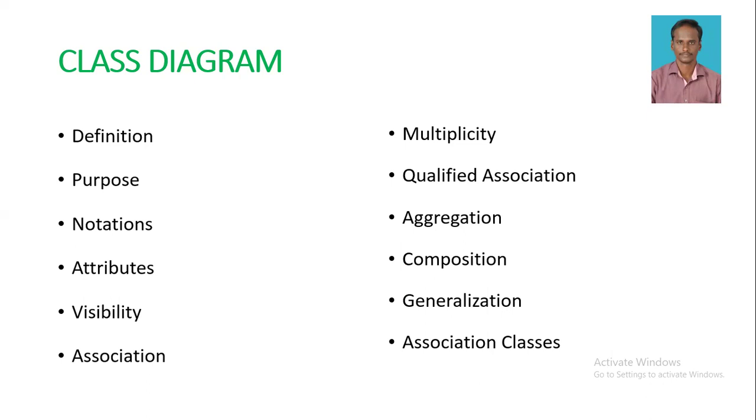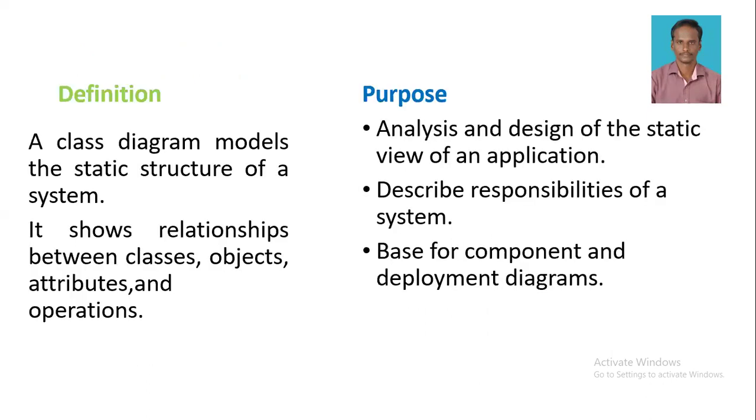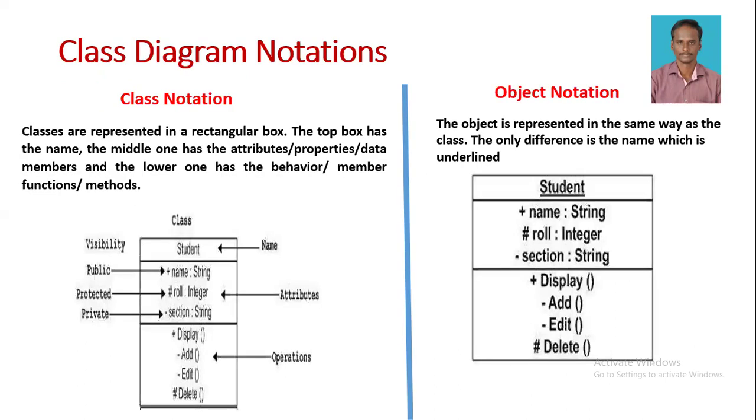Shall we start with what a class diagram is? The definition is: a class diagram models the static structure of a system, and the class diagram shows the relationship between classes, objects, attributes, and operations. The purpose of a class diagram is to analyze and design the static view of an application and describe the responsibilities of a system, and it is the base for component and deployment diagrams.